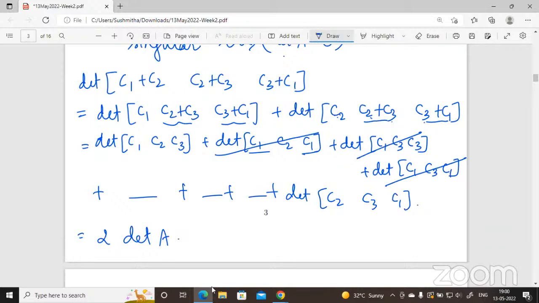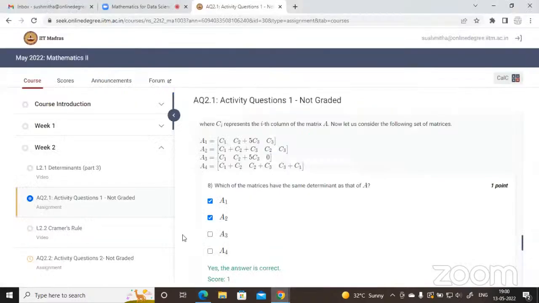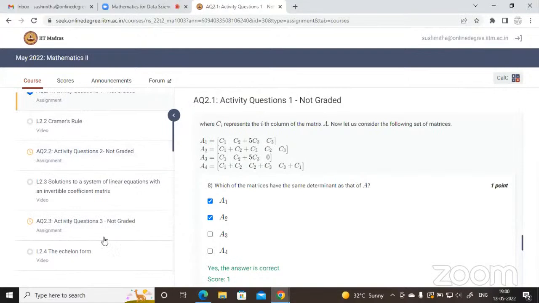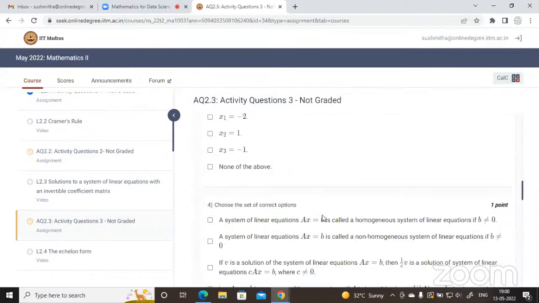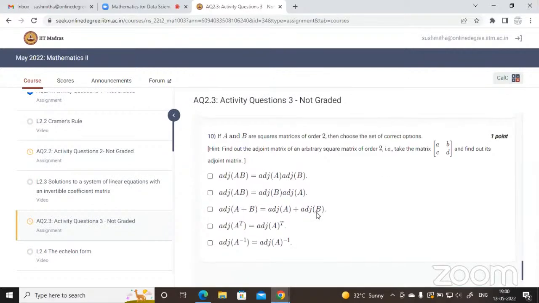Ma'am, can I ask my doubt? Yeah. Ma'am, activity question 2.3, last question. We haven't come to 2.3 yet, right? Anyway, last question. We have to find out the correct options. I have solved the other options, but can you please discuss question number 9 and this one also? I deduced the other answers, but the last option is also correct. I'm not able to deduce how it is correct.